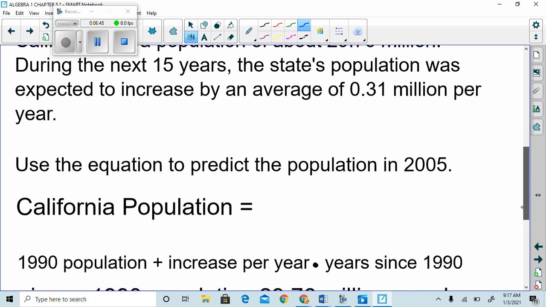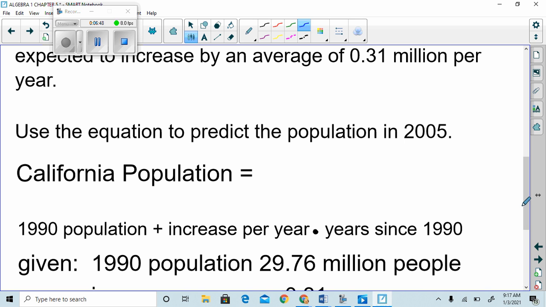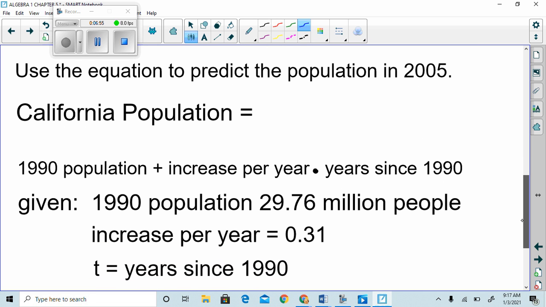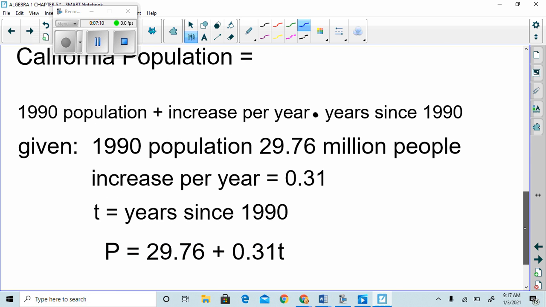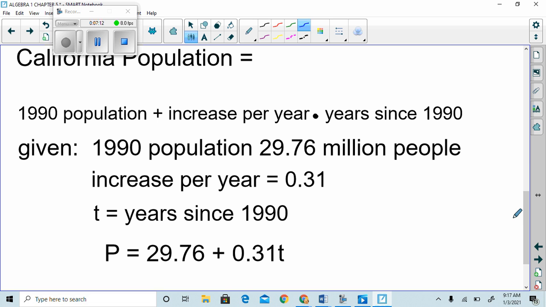So we know that we're going to take the population plus the increase per year times the number of years. So we've already been given the population. So now I'm stating the given. We know the increase per year, and we know the year, we have to calculate the years since 1990. So here we have our population. We have our rate of change and the time.